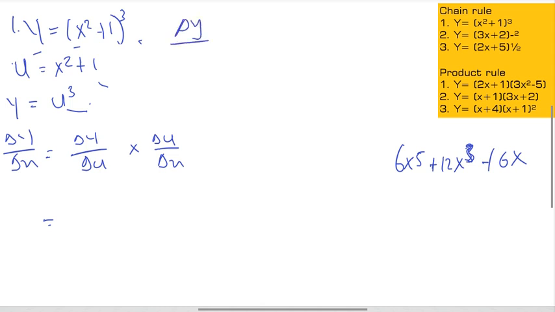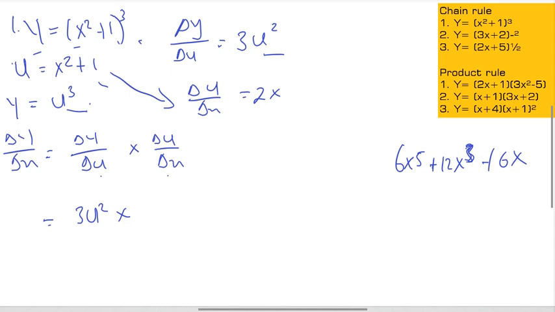So we have dy over du, and that will be 3u squared. Then we have du over dx, that's differentiating this, and we're having 2x plus 0. So we have this now. So let's multiply. Dy over du is what? 3u squared. So we're going to say 3u squared multiplied by du over dx, which is what? 2x, and this is going to be equal to 6x u squared.